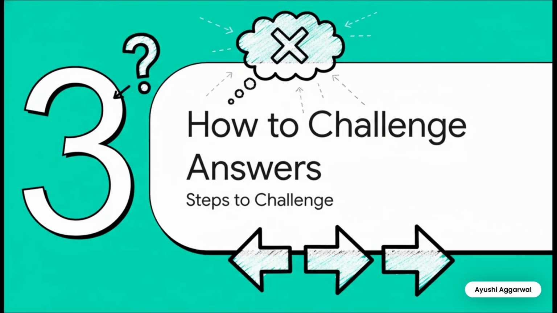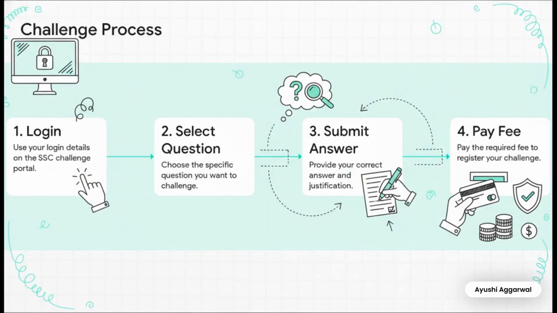So what happens if you're going through the key and you're absolutely sure that an answer provided by SSC is incorrect? Well, the good news is you have the power to challenge it. Let's look at the exact process for doing that. To challenge an answer, you'll log into the very same portal. From there, you need to select the specific question ID for the question you want to challenge. Next, you'll submit what you believe is the correct answer, along with a proper justification. And finally, you'll have to pay a small fee to get your challenge officially registered.